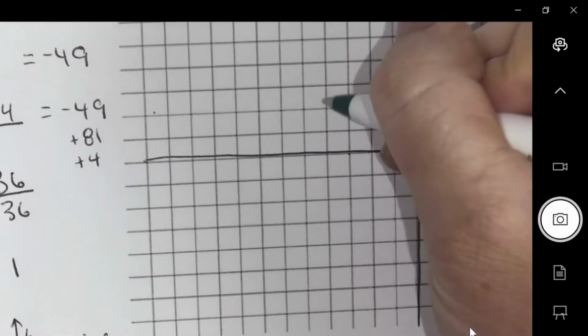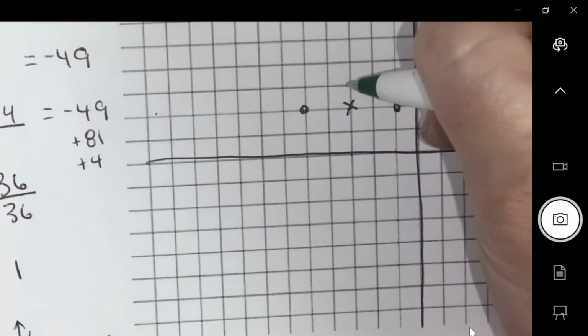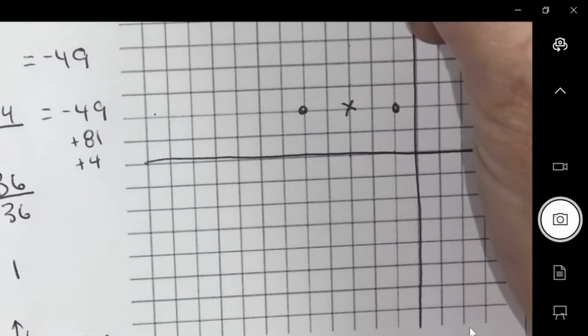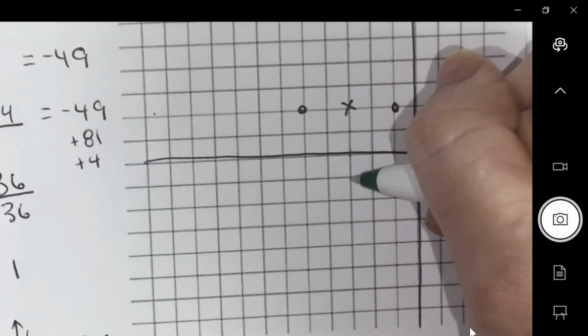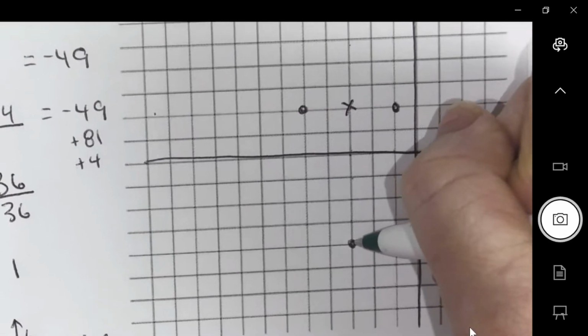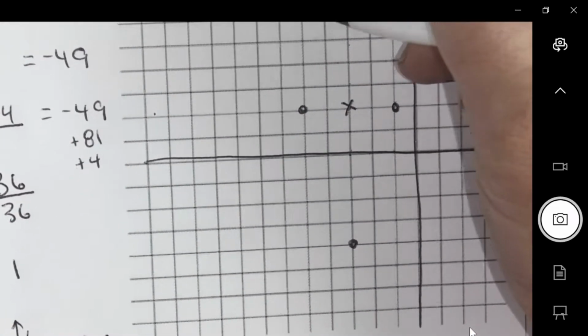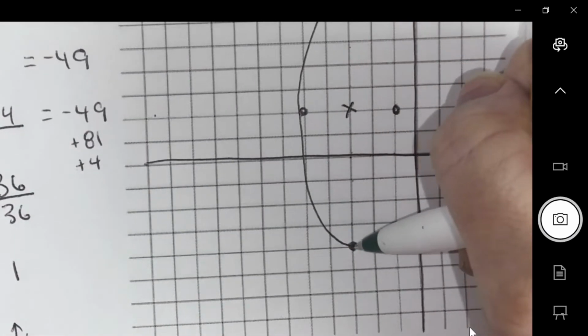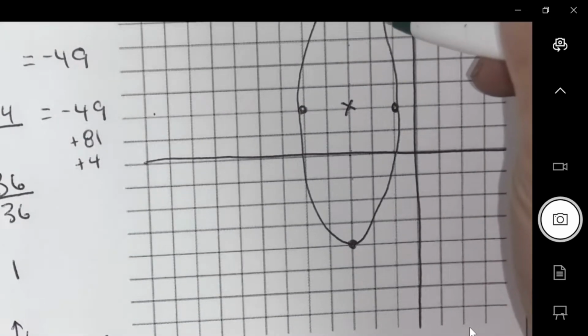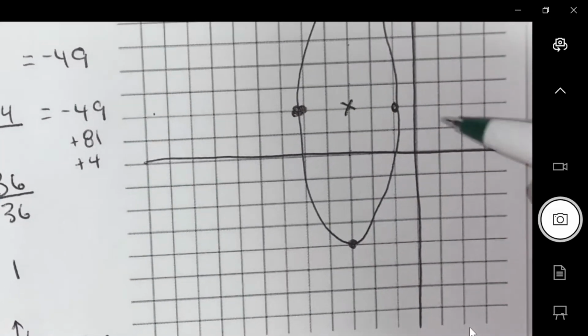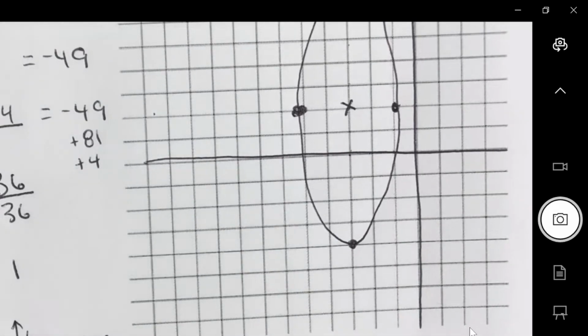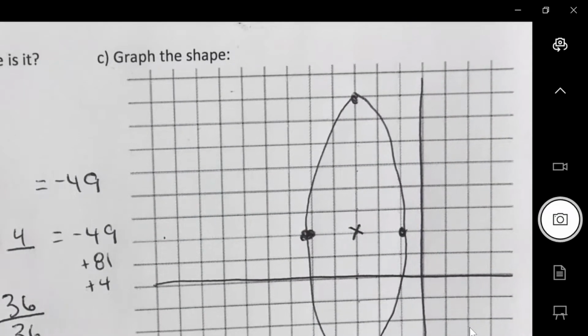To left and right. And I will have no judgment about your shapes. If they look like weird eggs or whatever, I will not be picky.